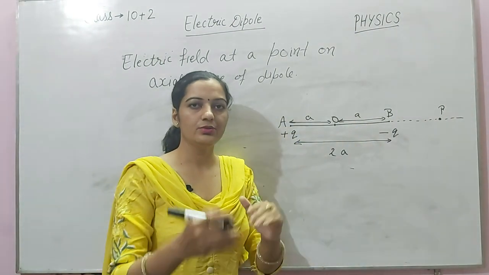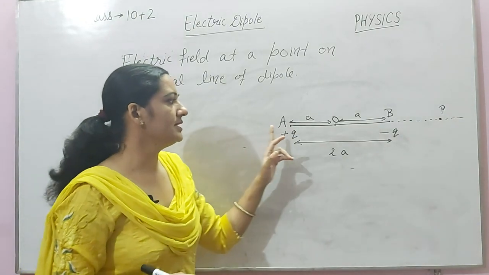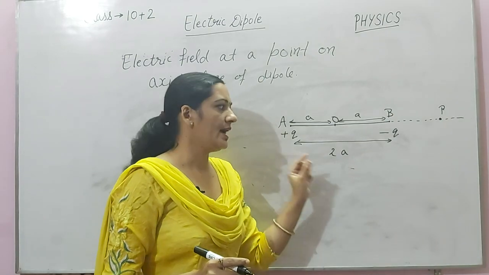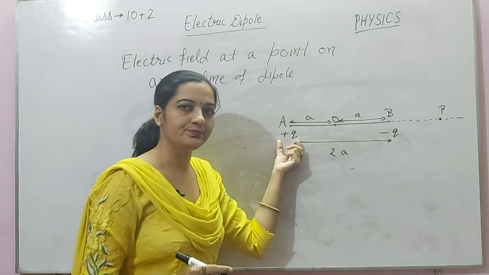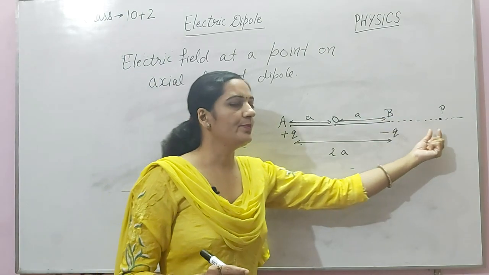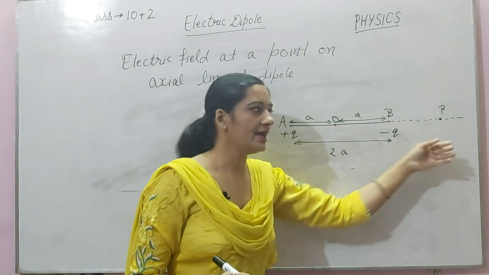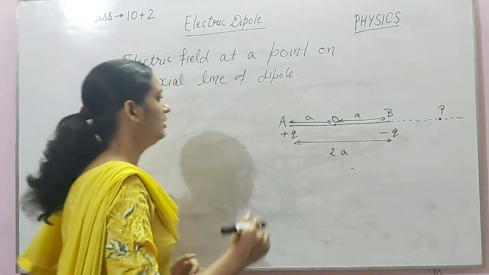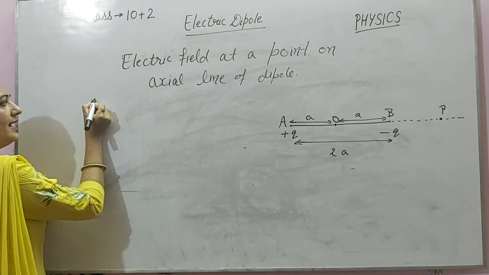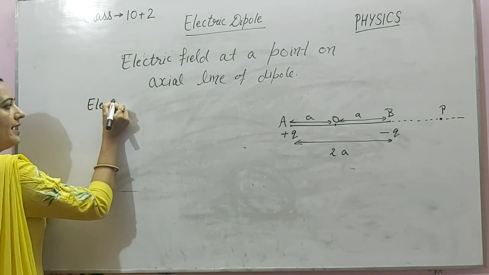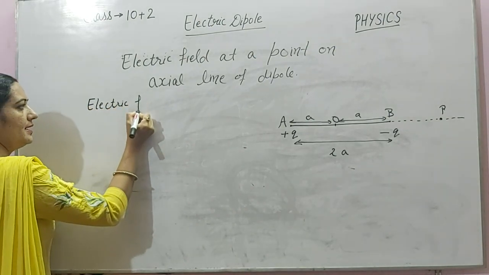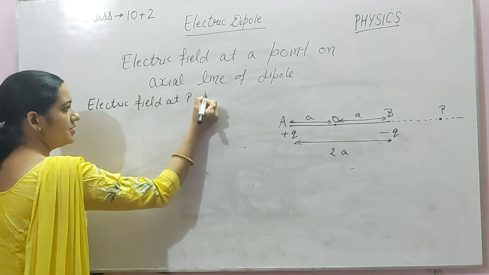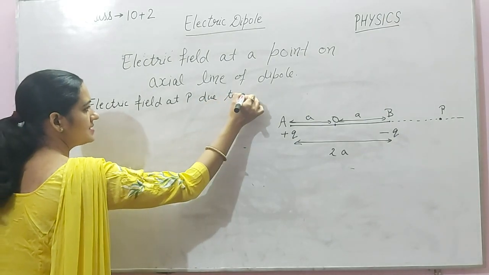Now you can write about this diagram. I will not write here, you just note down how to write. Let us consider a dipole AB having length 2a and charge q. Suppose P is the observation point at axial line of dipole. Now our first point is electric field at P due to plus q charge.